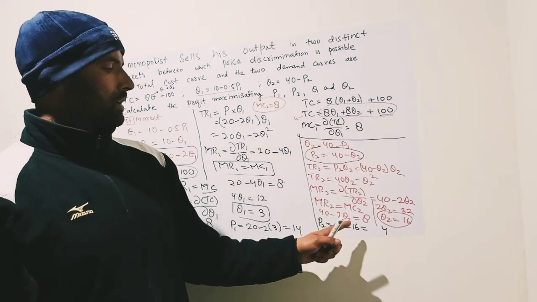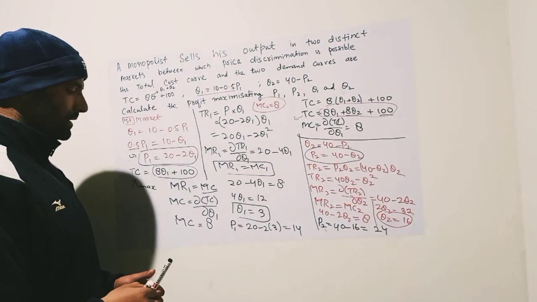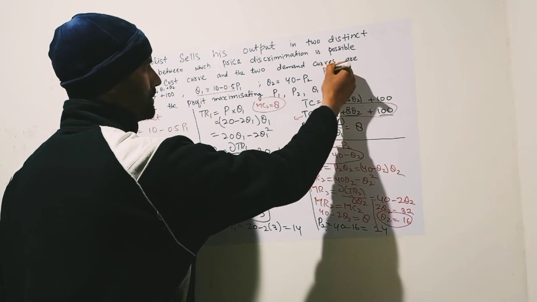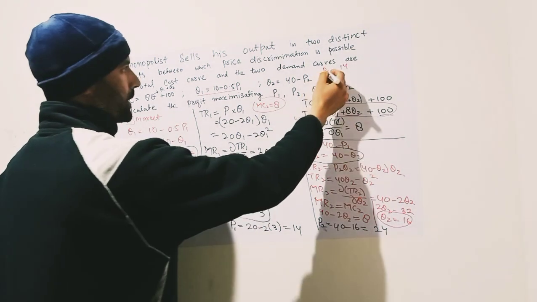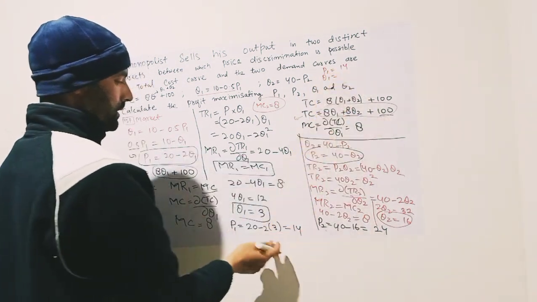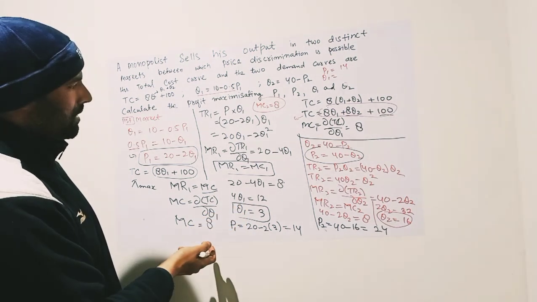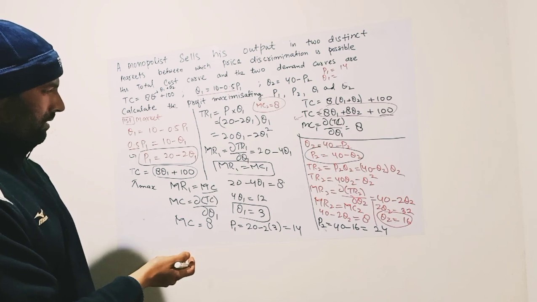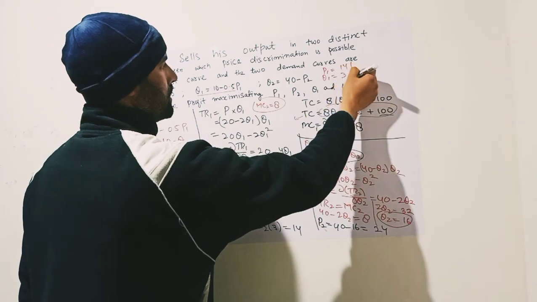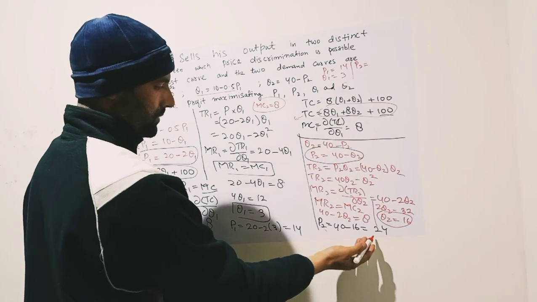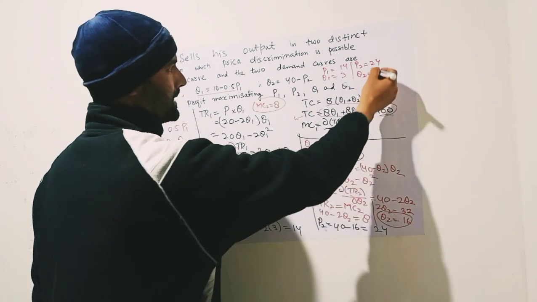Which comes out to be 24. So what we actually got: the price in the first market is 14 for profit maximization, and quantity in the first market is 3, and price in the second market, which we got here, is 24, and quantity in the second market we got is 16.